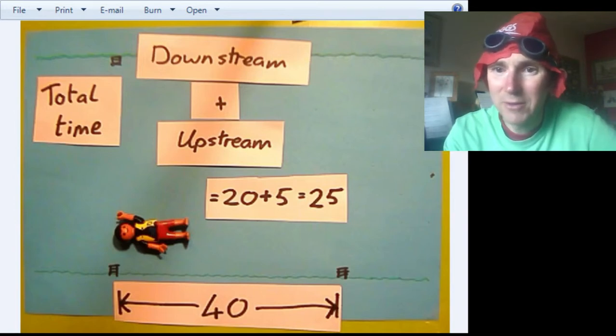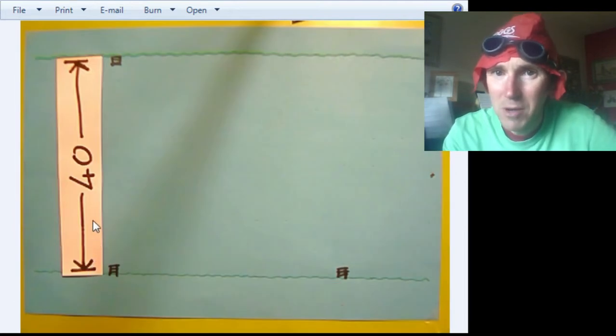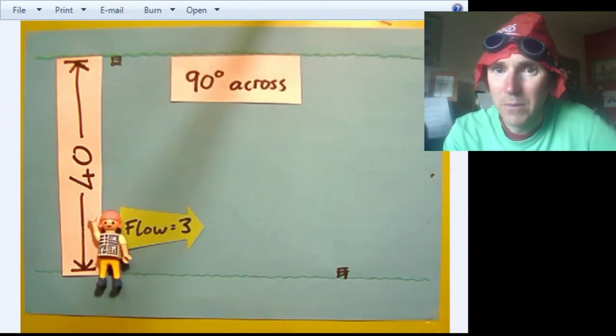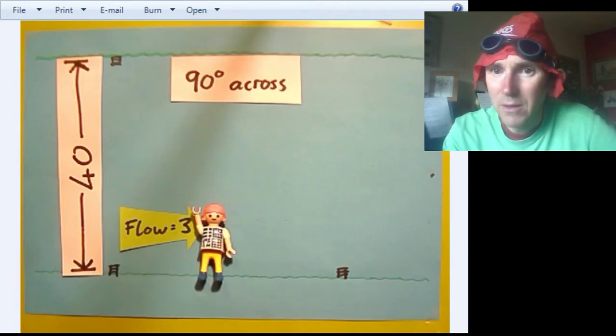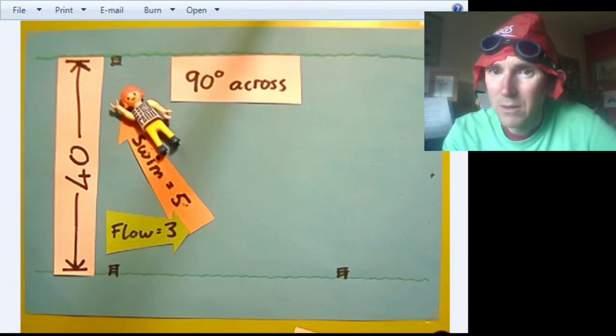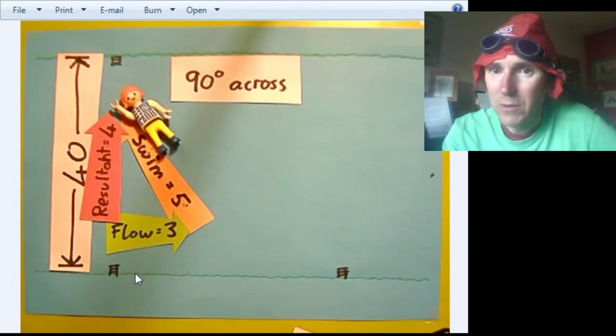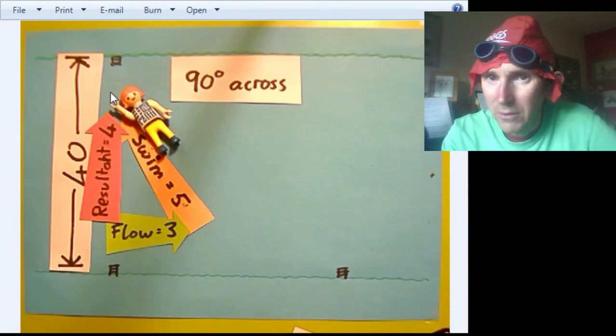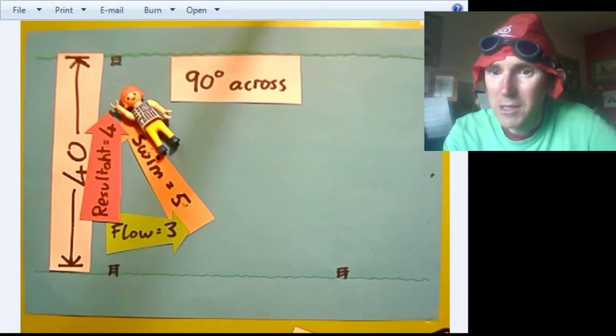Let's see how Amber fares going across the stream. The stream is 40 wide and she has to go exactly perpendicular to a point directly across the bank and then back again. Let's see how she does it. Every second the flow will take her 3 units downstream, and she's going to have to angle herself to swim back upstream so that she ends up 90 degrees across the river. Like that. Now if you look at this triangle, it's a 3-4-5 triangle, so the resultant this way will be 4 units. Let's see how she goes.